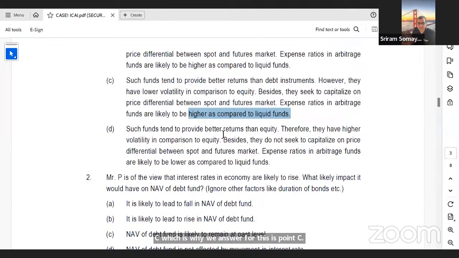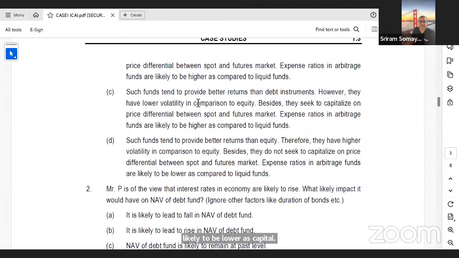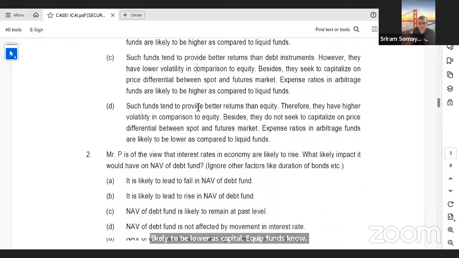Such funds tend to provide better return than equity. No. They have higher volatility in comparison to equity. No. They seek to capitalize. That is the same point. Expenses are likely to be lower as compared to liquid funds. No. So point D is not correct. Only point C is correct. So answer is option C.